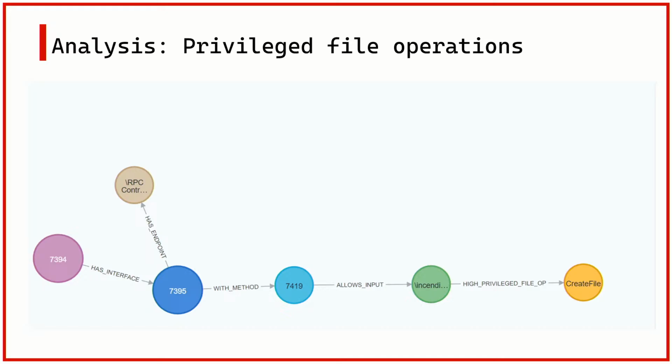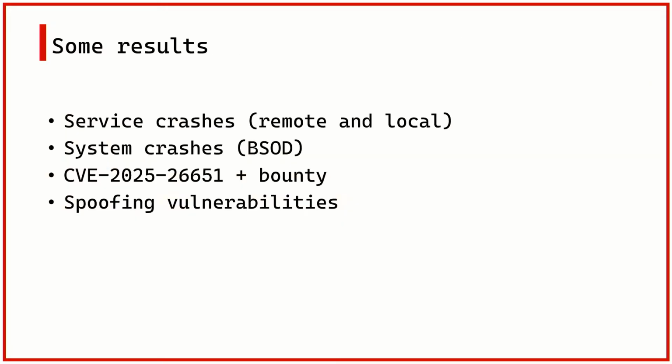Or, for example, privileged file operations, where I basically wrote a rule that if it's being executed by a high privileged identity and it contains the Win32 function call File, then it will mark it as a privileged file operation. And that, of course, is interesting to read as well.